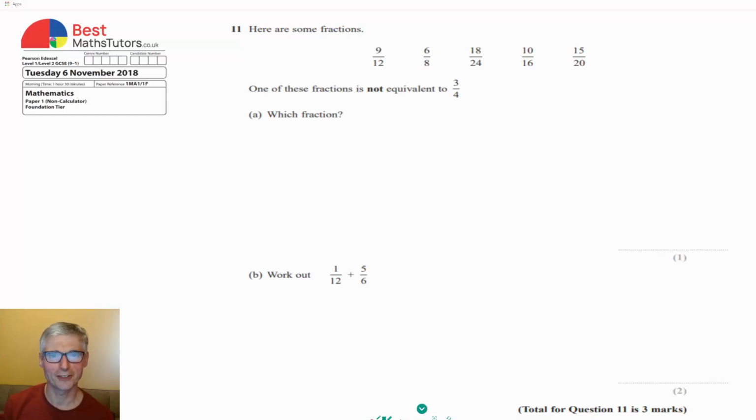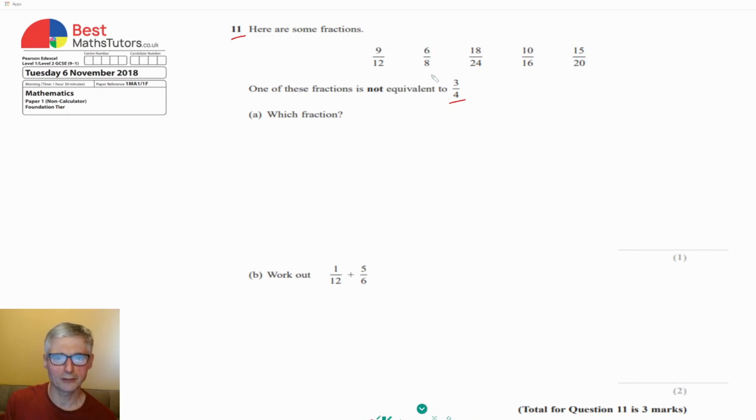I'm continuing to go through the Edexcel Foundation Tier Paper 1 from 2018, and it's a non-calculator paper and we're on question 11. So question 11 says we've got some fractions and it says one of these fractions is not equivalent to 3/4. So which fraction?